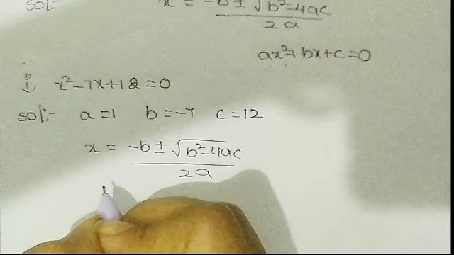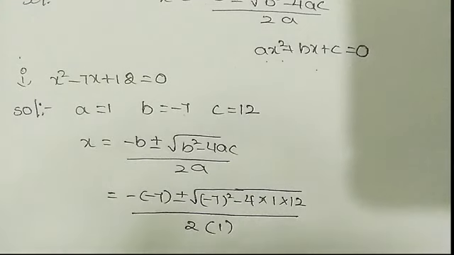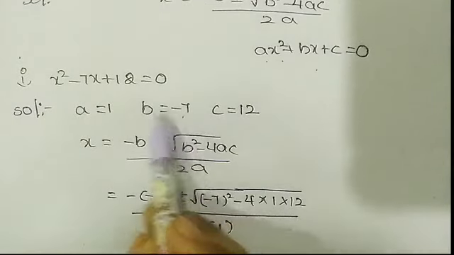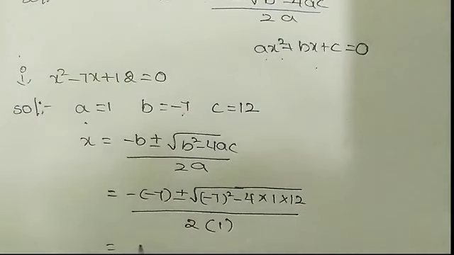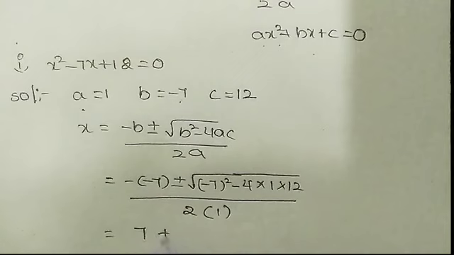So we have two roots. They are 7 plus 1 by 2 comma 7 minus 1 by 2. 7 plus 1 by 2, 8 by 2, that is equal to 4. And 7 minus 1, 6 by 2, that is equal to 3. So the roots of the given equation are 4 and 3.